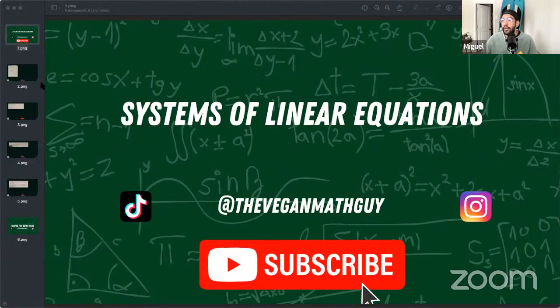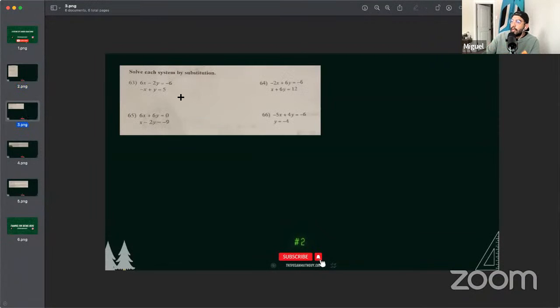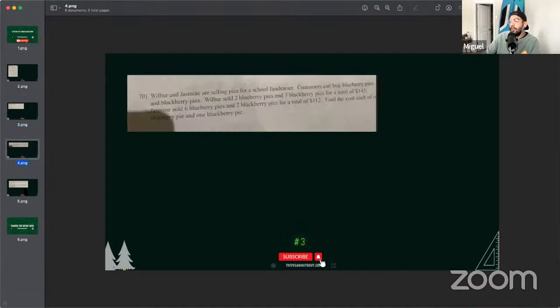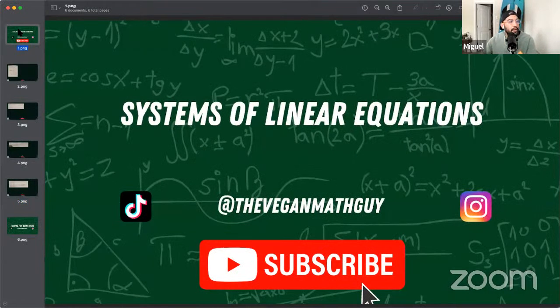It's going to be a short one. Just kind of wanted to give you a quick preview of what we're doing. Systems of linear equations. We're going to start off with some elimination. Then we're going to go ahead and do some substitution. And we're going to do, it looks like, 3 word problems. Very basic. That's going to be the entire live.